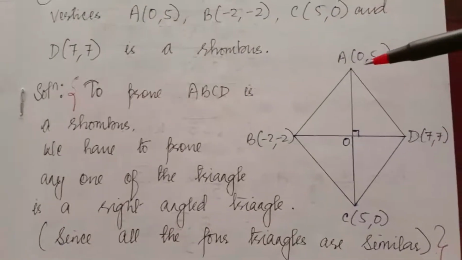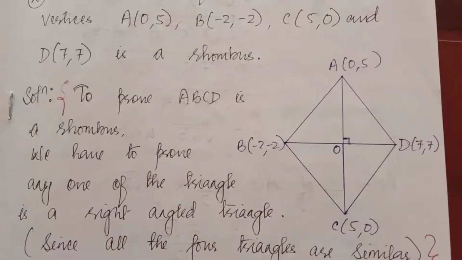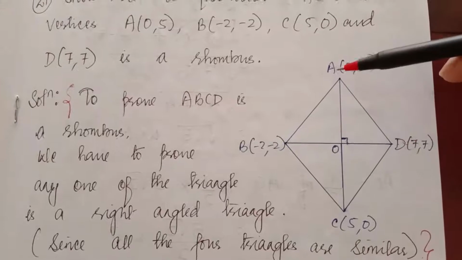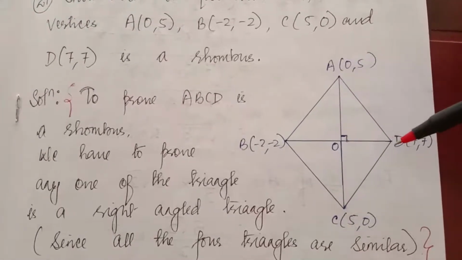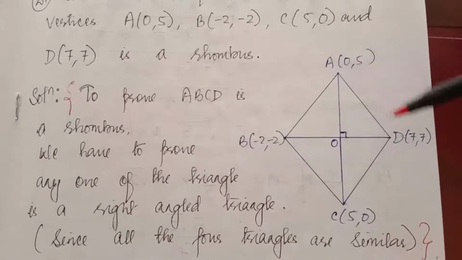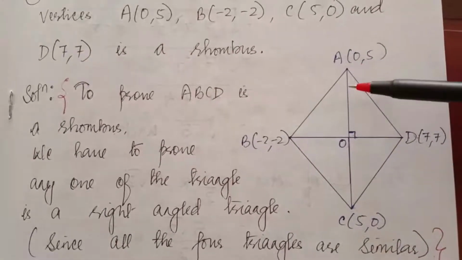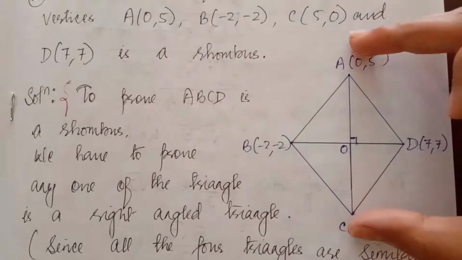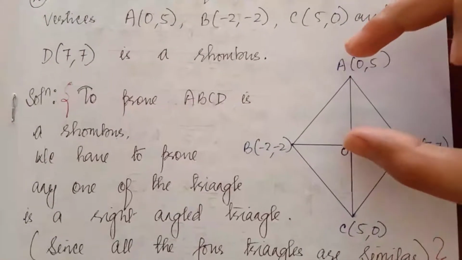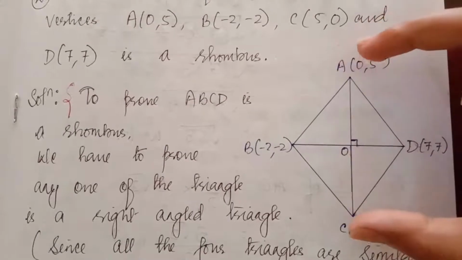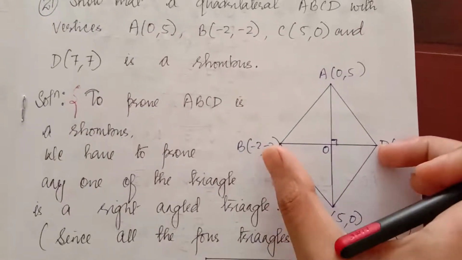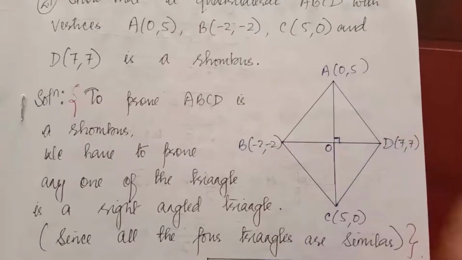For that we need this one. Right angle triangle means you have to prove Pythagoras theorem. So you have to find this hypotenuse, perpendicular, and base. Hypotenuse is AD, so you can find the distance of AD. To find this AO, we will find the distance of AC. The distance of AC will give you AO, because AO is half of AC, and to find this OD we will find BD, so half is OD.